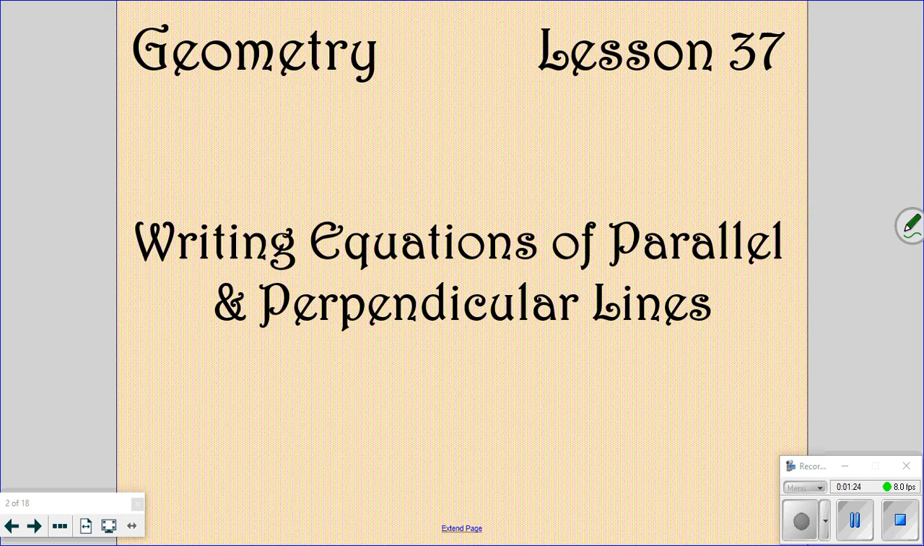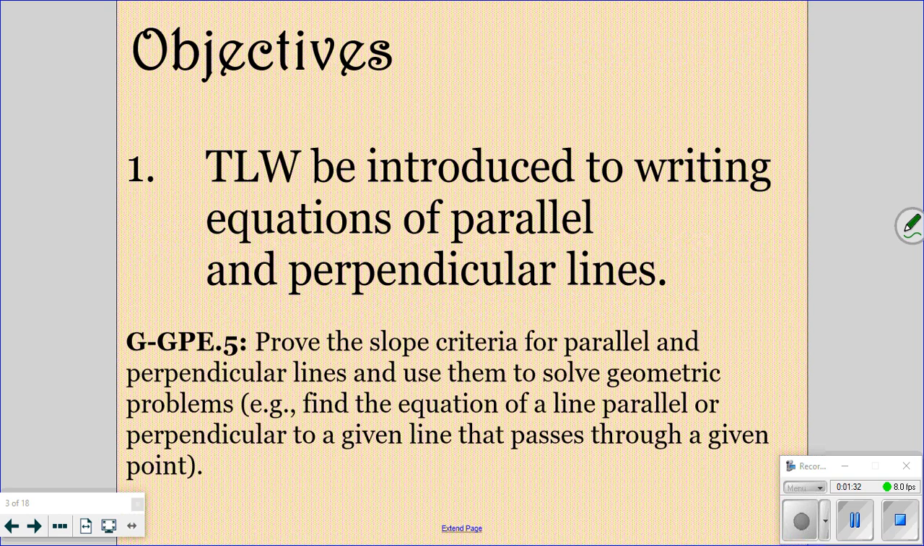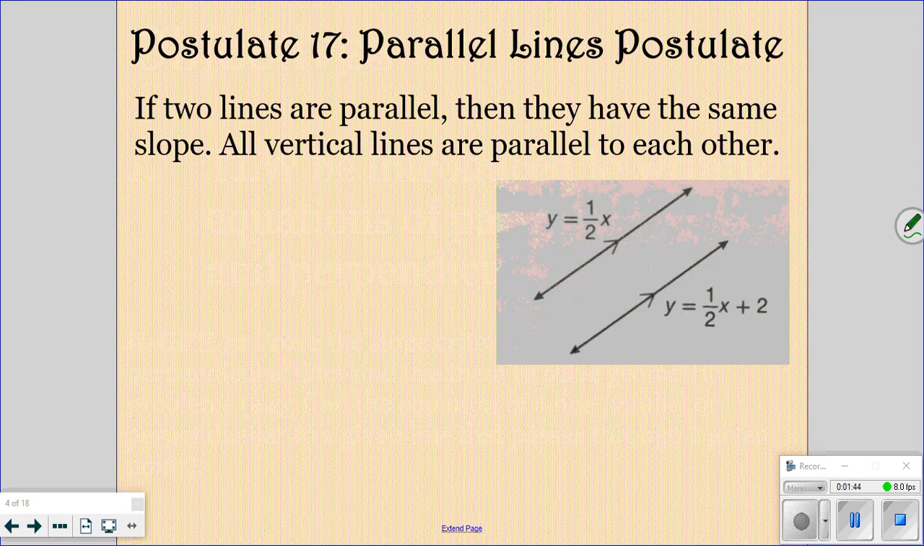So now we're going to be looking at lesson 37, writing equations of parallel and perpendicular lines. So hopefully after this lesson you'll understand how to do that with your parallel and perpendicular lines. You may already know this from algebra, and if so, that's great. It should be a review, but if not, we'll go over them just in case. So postulate 17 tells you that if you have two lines that are parallel, that means they have the same slope. And then all vertical lines are parallel to each other.